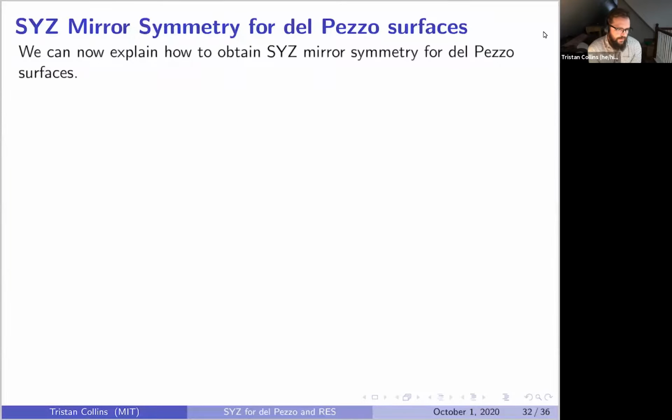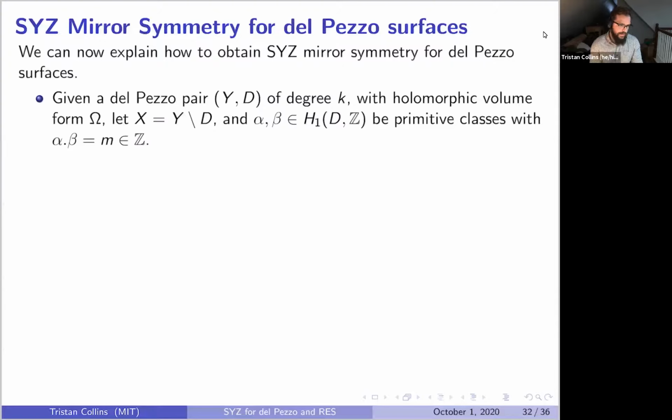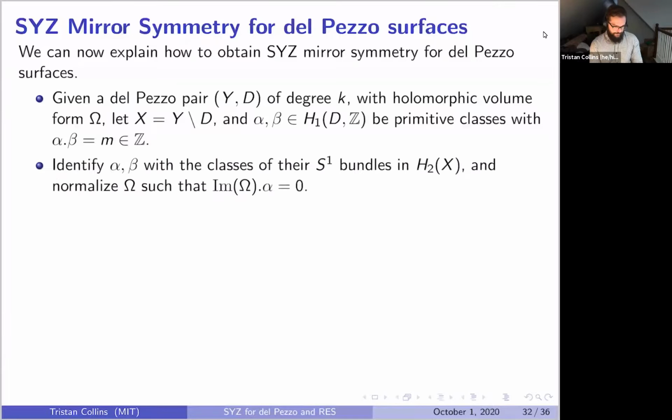Now I can try to explain how to obtain SYZ mirror symmetry for these Del Pezzo surfaces. We start with a Del Pezzo pair, Y with a smooth divisor D of degree k, and we fix a holomorphic volume form with a simple pole. Take the complement of D, and fix two primitive classes in the elliptic curve which intersect m times. You could take this to be 1 if you like, but I'll say where m comes in later. If you have a closed curve in D, you can take its S^1 bundle, so let's identify alpha and beta with the classes of their S^1 bundles in the cohomology of the complement of D.